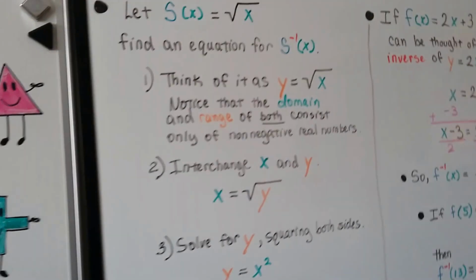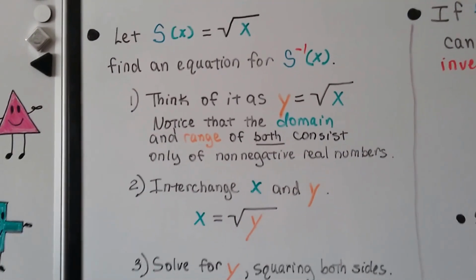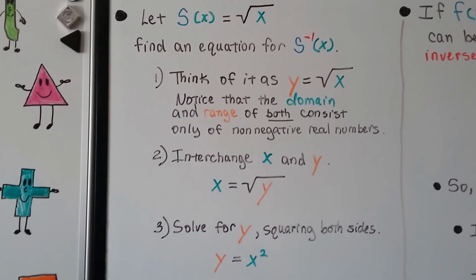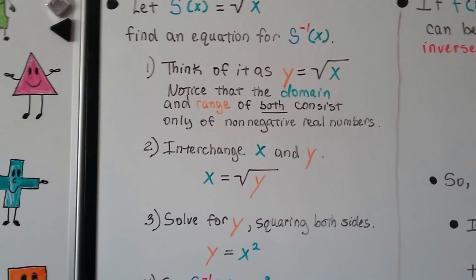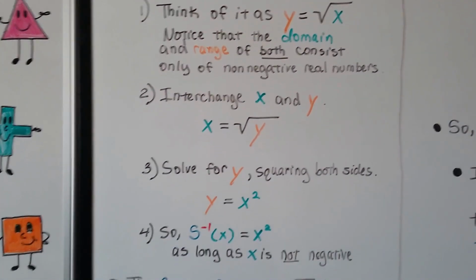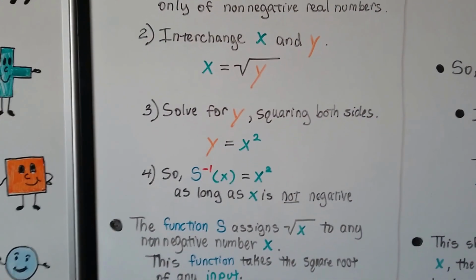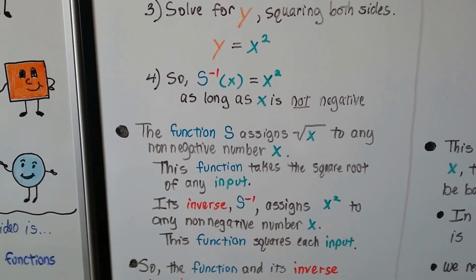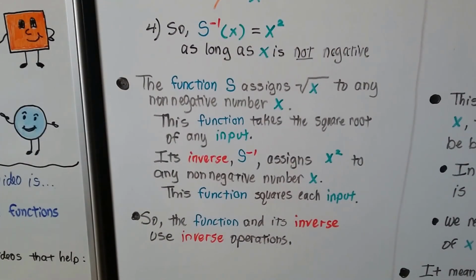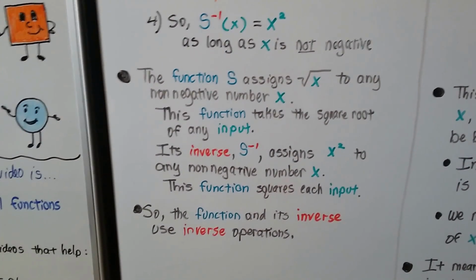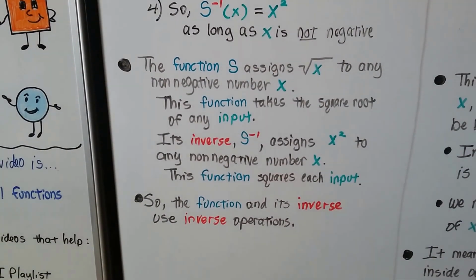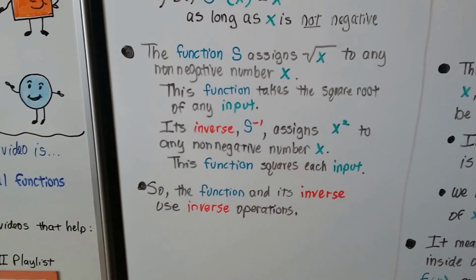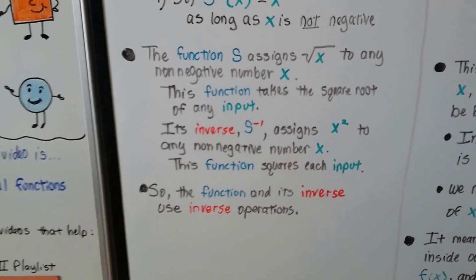We're going to let s of x equal the square root of x and find an equation for s inverse of x. Think of it as y equals the square root of x. And notice that the domain and range of both consist only of non-negative real numbers. So we're going to interchange the x and y and get x equals the square root of y. Now we're going to solve for y, squaring both sides. We get y equals x squared. So s inverse of x equals x squared, as long as x is not negative. And the function s assigns the square root of x to any non-negative number x. And its inverse, s inverse, assigns x squared to any non-negative number x. So the function takes the square root of each input and the inverse squares each input. So the function and its inverse use inverse operations.